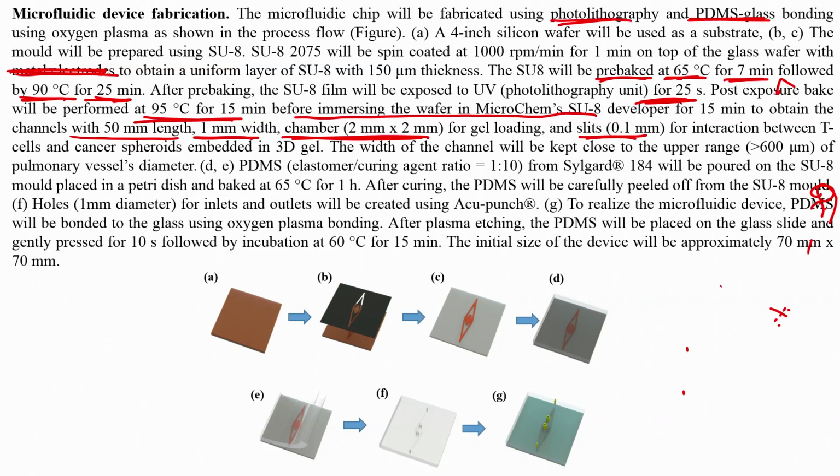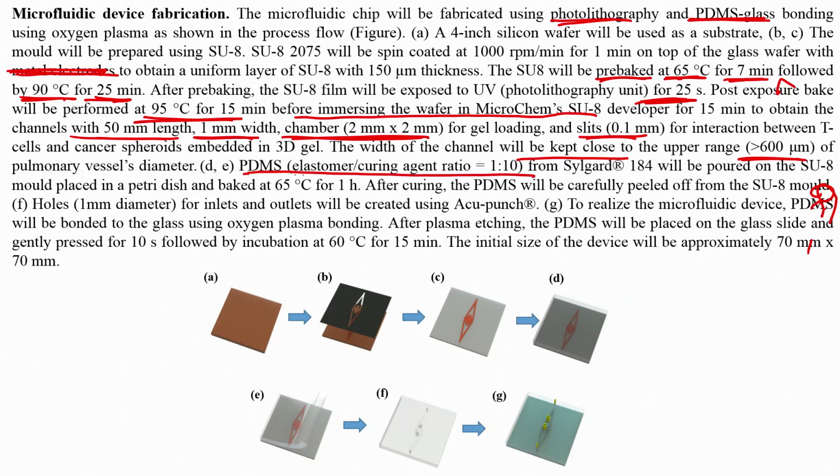The slits that we are talking about, the slits are this area where the spheroids are and the T cells will flow. These are the slits, on both sides there are slits. The slits will be 0.1 millimeter, about 100 microns. For interaction between T cells and cancer spheroids in 3D gel, the width of channel will be kept close to the upper range, about 600 microns of the pulmonary vessel diameter. So, the channel is about 600 micron.